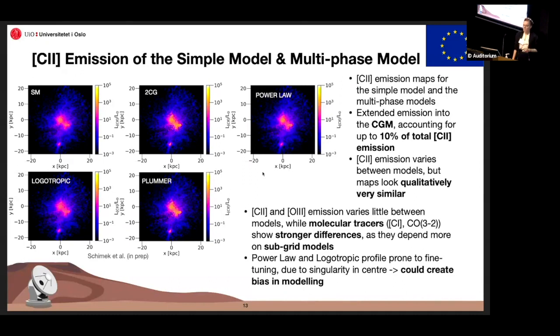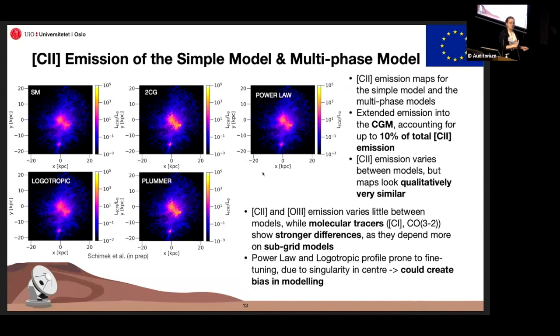They all look quite similar, of course, but they vary a bit from each other, both in total luminosities and in what percentage each component of the galaxy contributes. What we also found is that C2 and O3 vary quite little between the models, while the molecular tracers like C1 and CO vary far more, because they depend far more on the subgrid models. And as I said before, the power law and logotropic profiles have this neat singularity in the center.